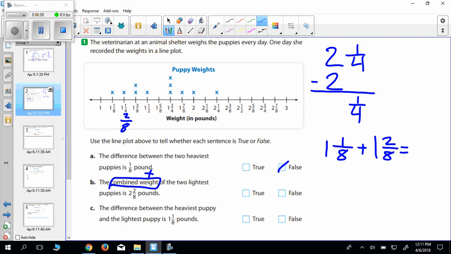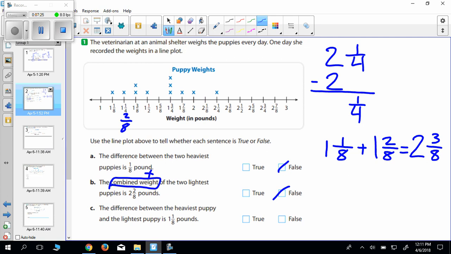Now, for adding, it doesn't matter if we do our whole numbers first or our fractions. So I'm going to go ahead and say 1 plus 1 is 2. 1/8 plus 1/8, or 1/8 plus 2/8, sorry, is 3/8. So is the combined weight 2 2/8 pounds? No, it's off by 1/8 of a pound. So that is also false.